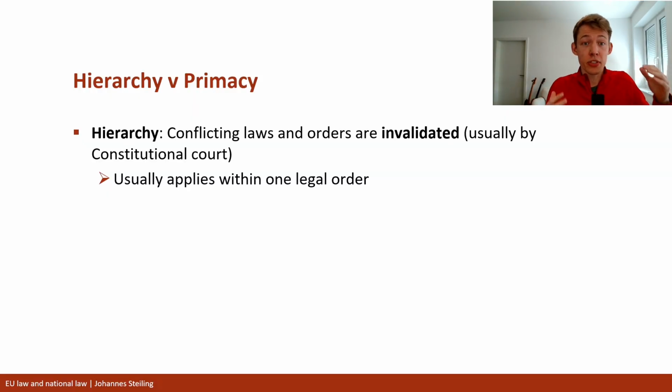Hierarchy usually applies, as we've seen, within one legal order. It applies within the national legal order. It also applies within the EU legal order, but it applies within one legal order. But now we're talking about the relationship between two legal orders, and there we could have hierarchy. In theory, it would be possible to say that EU law has hierarchy, but it wouldn't make sense because, as I said, the conflict or the touching of those two legal orders only appears or is only there in certain cases, certain subjects, certain areas of competency.